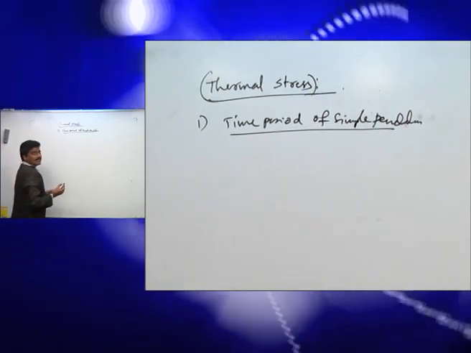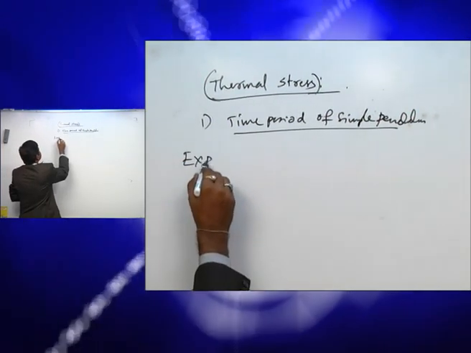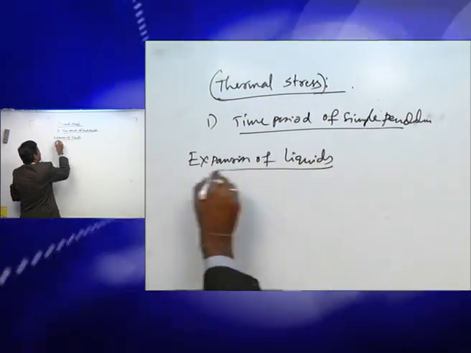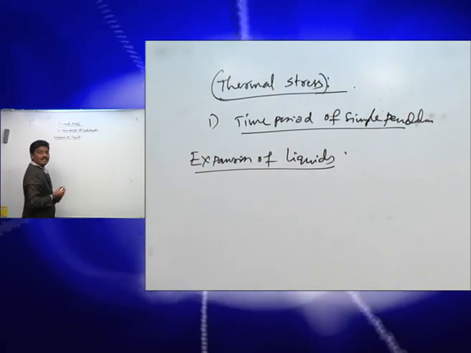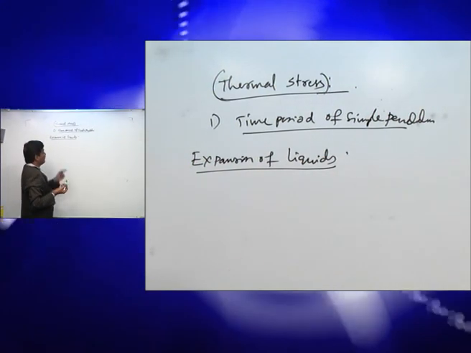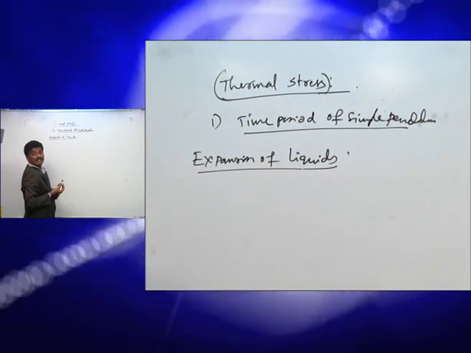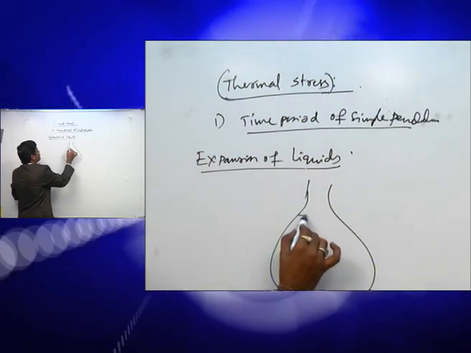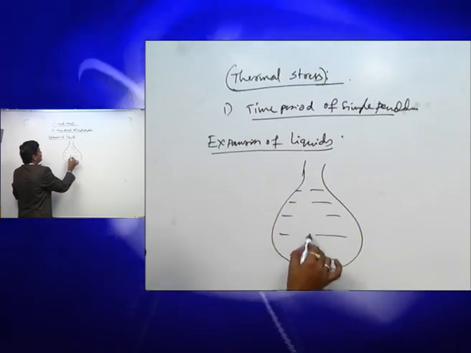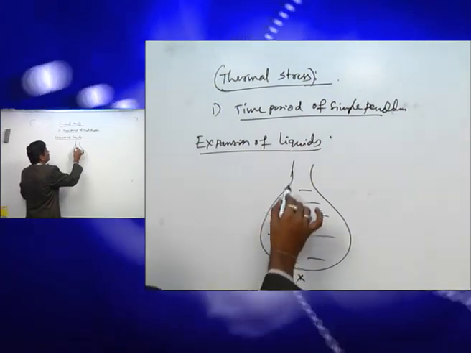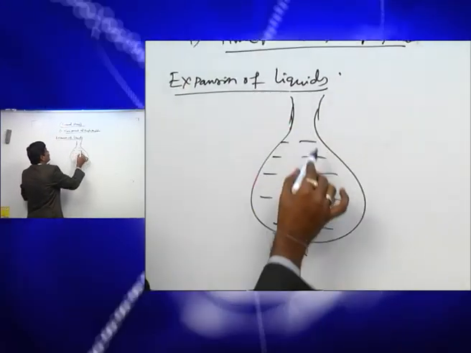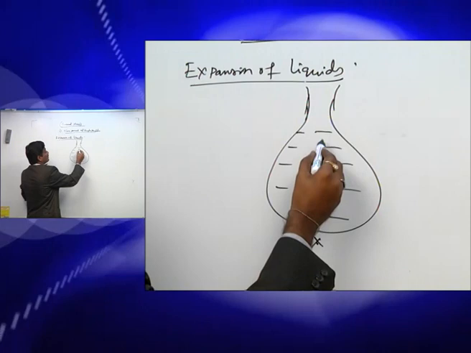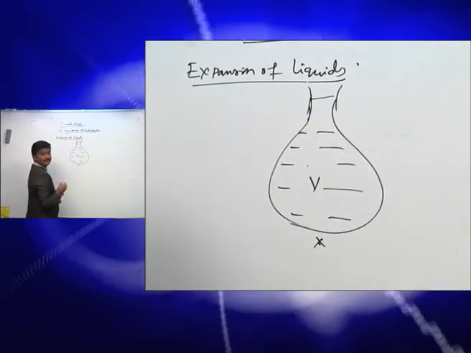Next, coming to the expansion of liquids. Solids can be heated directly with a heater, whereas liquids cannot be heated directly; they should be poured into some vessel. This is the vessel here, let the volume be here. If I heat it, the liquid is heated by means of the vessel. First the vessel is heated, and by means of the vessel the liquid is heated.